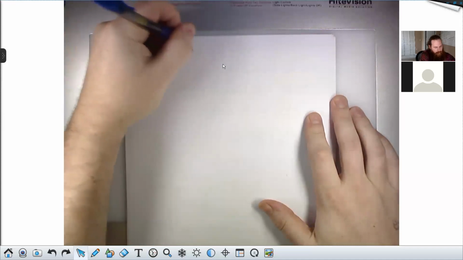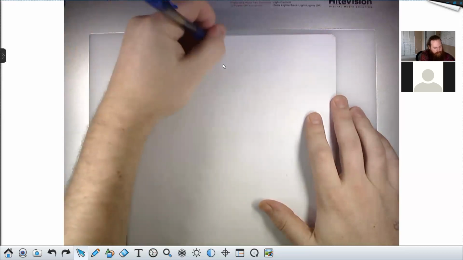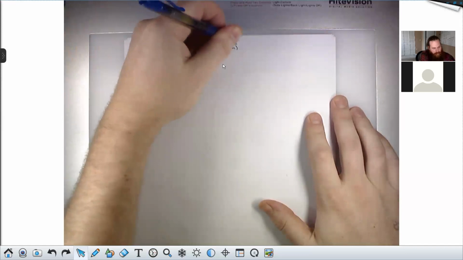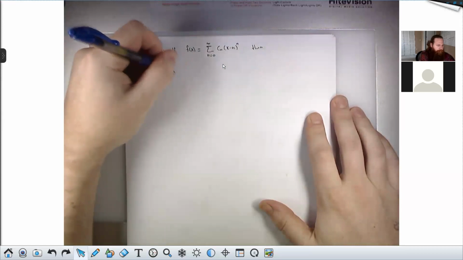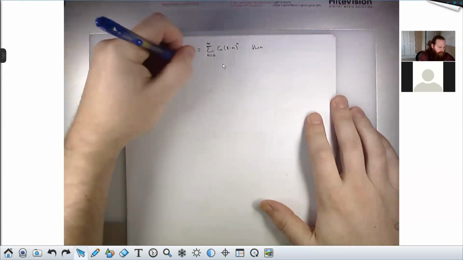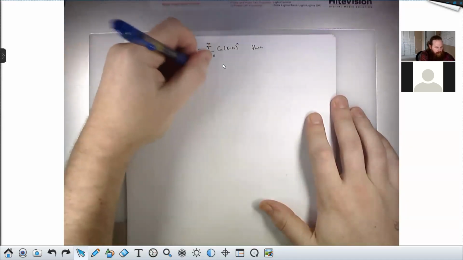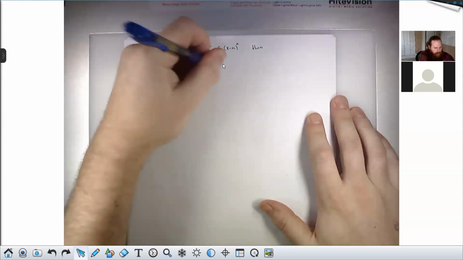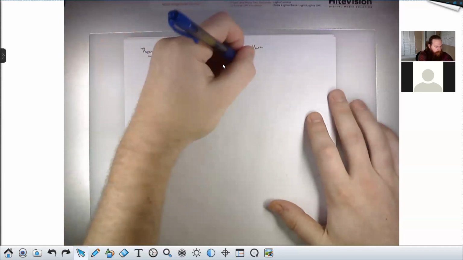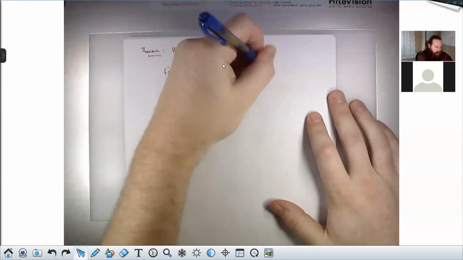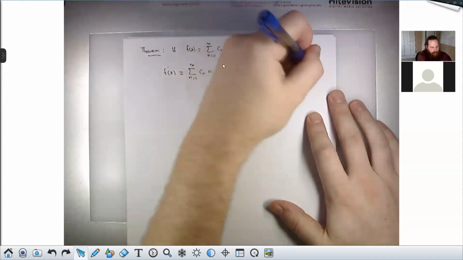If f of x can be written as the power series sigma n from 0 to infinity c_n times (x minus a) to the n, then f prime of x can be written as the series sigma n from 1 to infinity c_n times n times (x minus a) to the n minus 1. And the radius of convergence is the same for both.